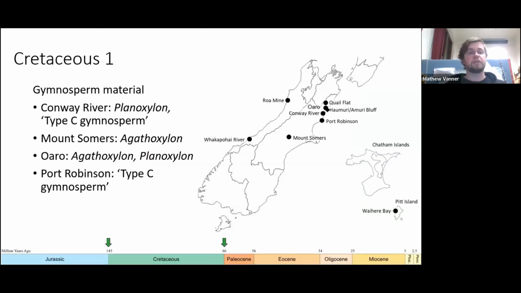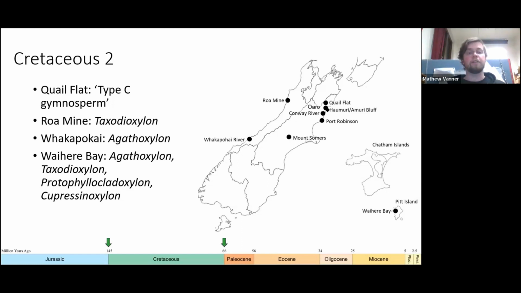Speaking of the Cretaceous, we have a number of different sites, which is why we have Cretaceous 1. From the Conway River, we have Planoxylon and that type C gymnosperm. From Mount Somers, we have angiosperms. From Awaro, we have both angiosperms and Planoxylon. And from Port Robinson, we have this type C gymnosperm. Now, all of these sites probably yield more material, which will give additional species or genera.